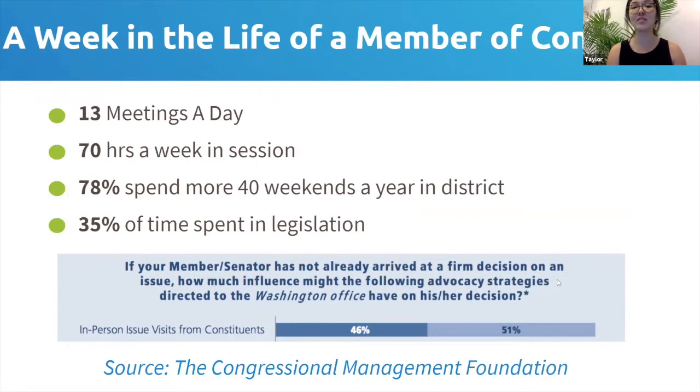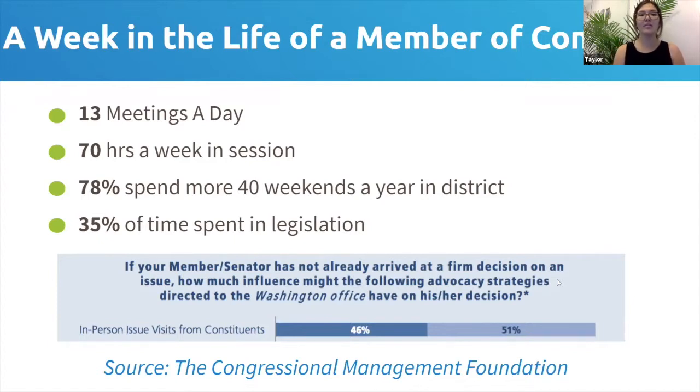They have about 13 meetings a day, and they spend more than 40 weekends in their actual district a year. So they're doing a lot of traveling, going back and forth from DC to where they're from. 35% of their total time spent as members of Congress is on legislation, meeting with colleagues, being in committees, and doing other political actions within the House for legislative means. And 32% of the time is with home constituent services. And then 17 to 18% of the time is on political campaigns and getting reelected.